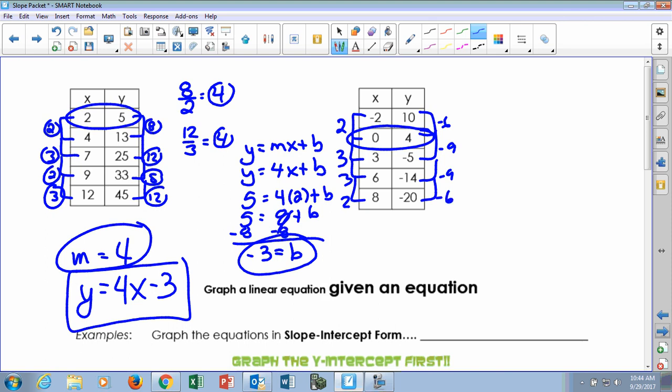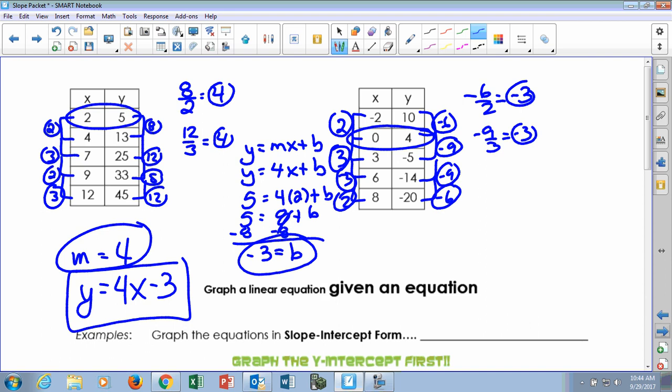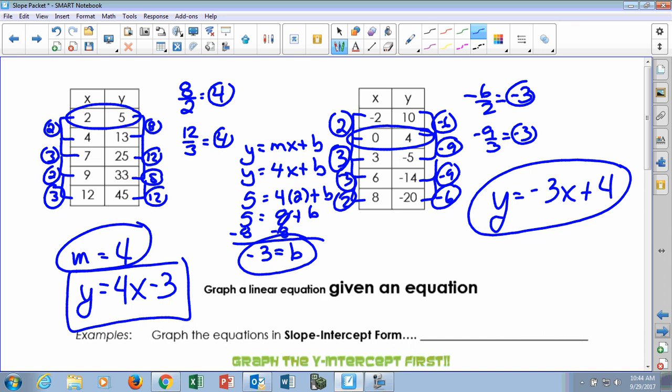All right, so the first change in y over the change in x. So -6 over 2 is what? -3. And then -9 over 3 is -3. And again, these other two we've already done the work, so why do it again? So we know that our slope is -3. We know that our b is 4, so what's our equation? We got the two things we need. Nessa? There you go. All right, not too bad.